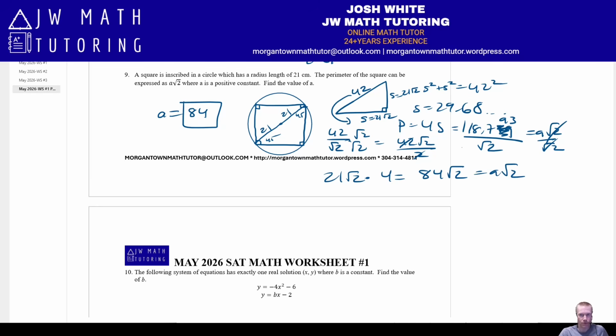This is equal to a root 2. And now you can just see, oh, a has to be 84. Match up the two things. These basically cancel out. So whichever approach you take, the correct answer to this one is going to be 84.